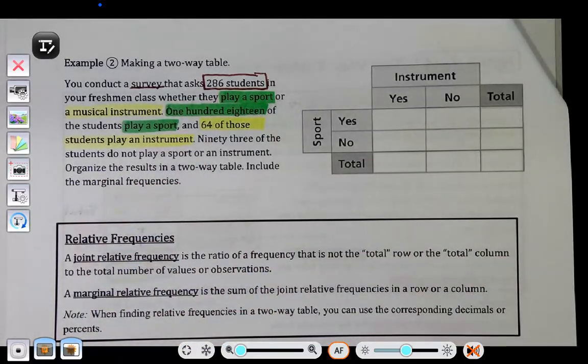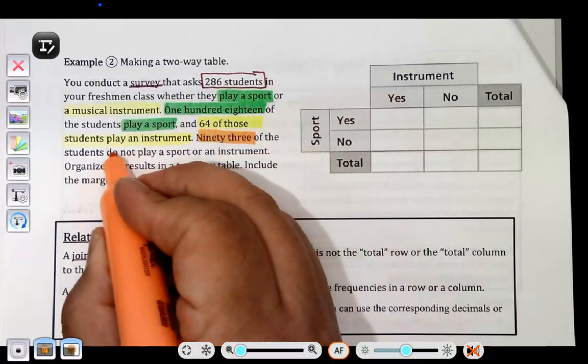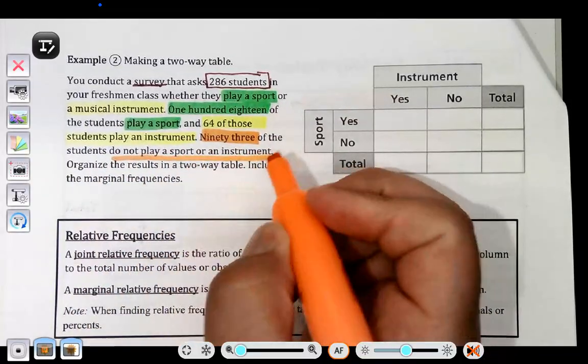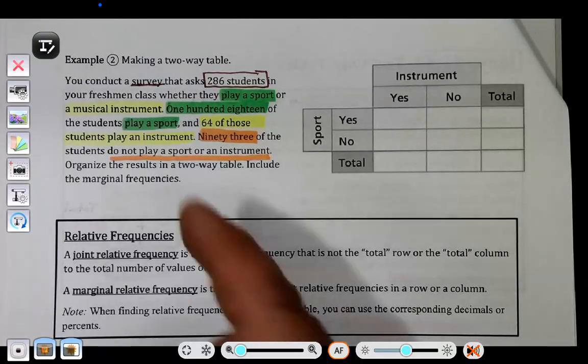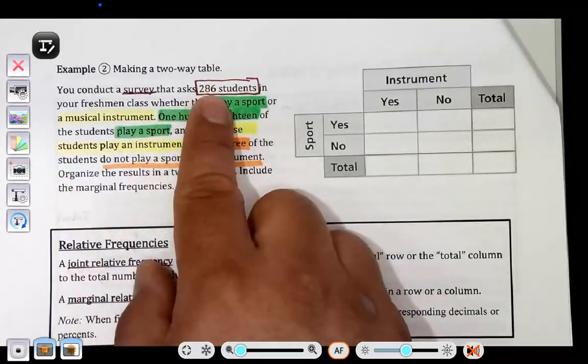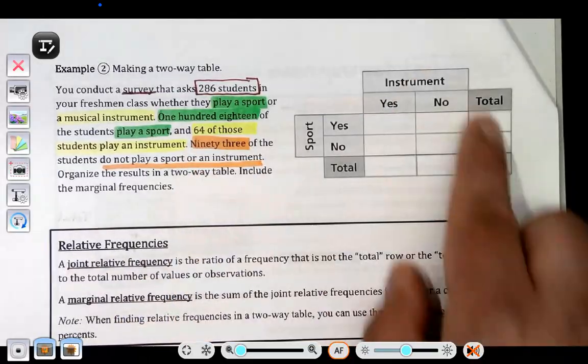So this one's kind of unique there. 93 said no sport, no instrument. They said no to both. Organize the results in a two-way table and include the marginal frequency. So all they want me to do is fill this thing out, which means we have to be very careful where we put these numbers. You can't just randomly put them anywhere. You conduct a survey of 286 students. Where am I writing 286?